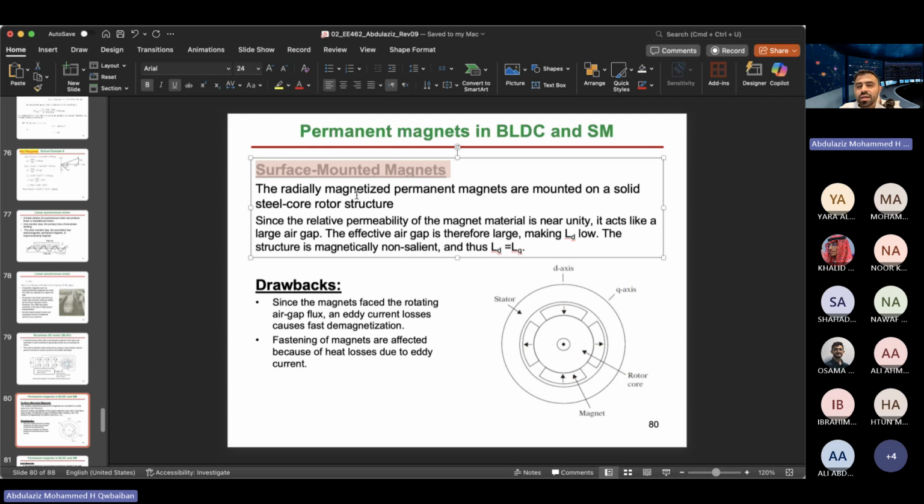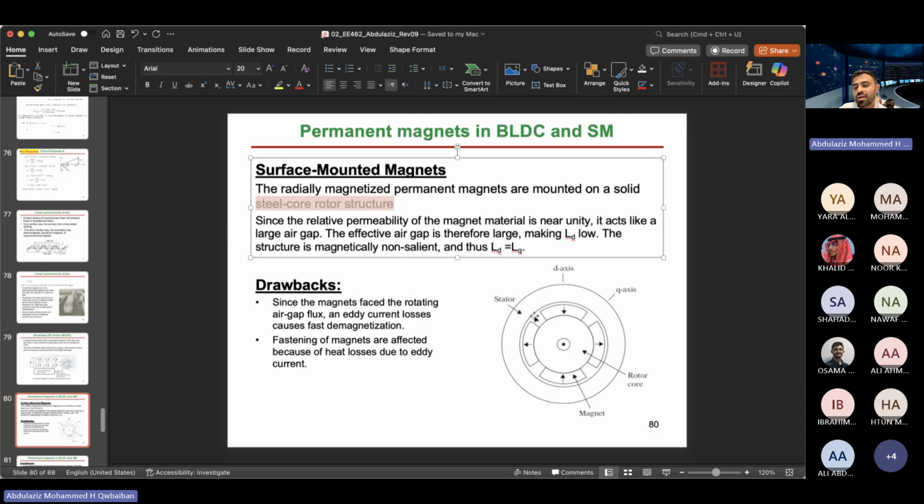They are radially magnetized permanent magnets. They just glue them on the rotor steel. The relative permeability of the magnet is near unity. So we can say this is like a round rotor. It's not salient pole. Why? Because the magnets are like the air. The relative permeability is low, so the reluctance is high.